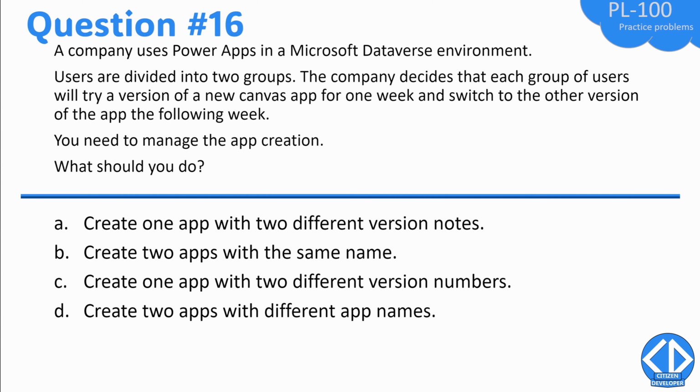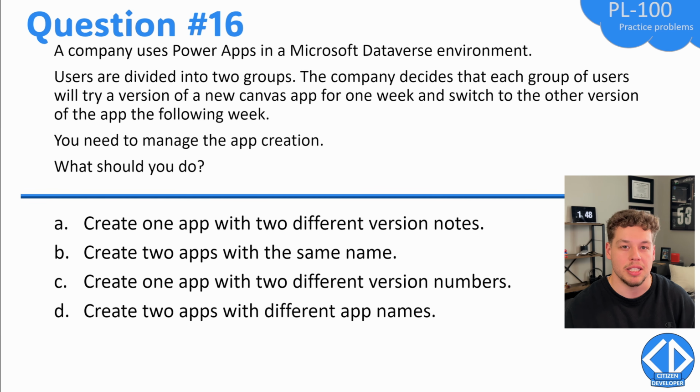Question 16 here, a company uses Power Apps in a Microsoft Dataverse environment, and users are divided into 2 groups. The company is trying to do some testing here and decides that each group of users will try a version of a new developed Canvas app for 1 week and then switch to the other version of the app for the following week. You need to manage the app creation. What should you do? So this is what's beginning to sound like A/B testing, and this is going to be more of an open-ended question. Okay, how should we do this?